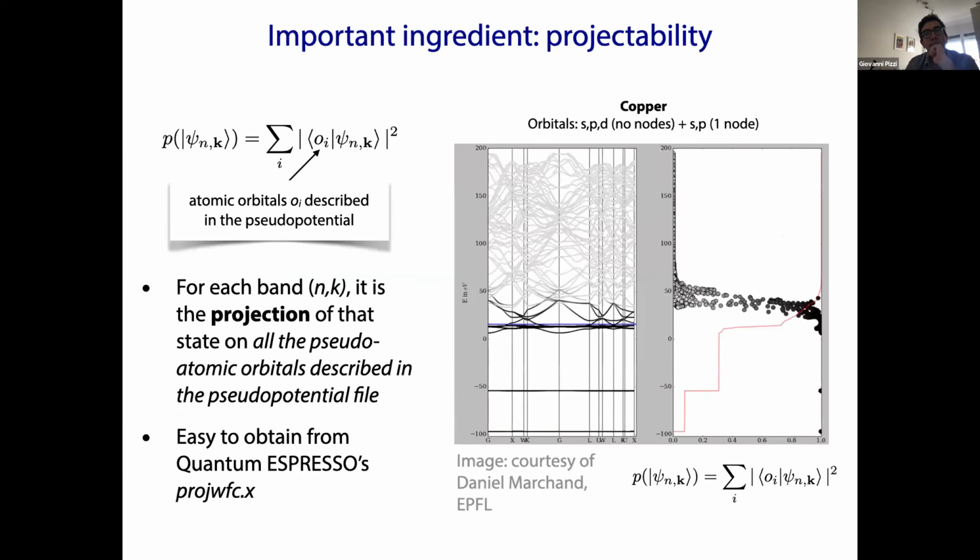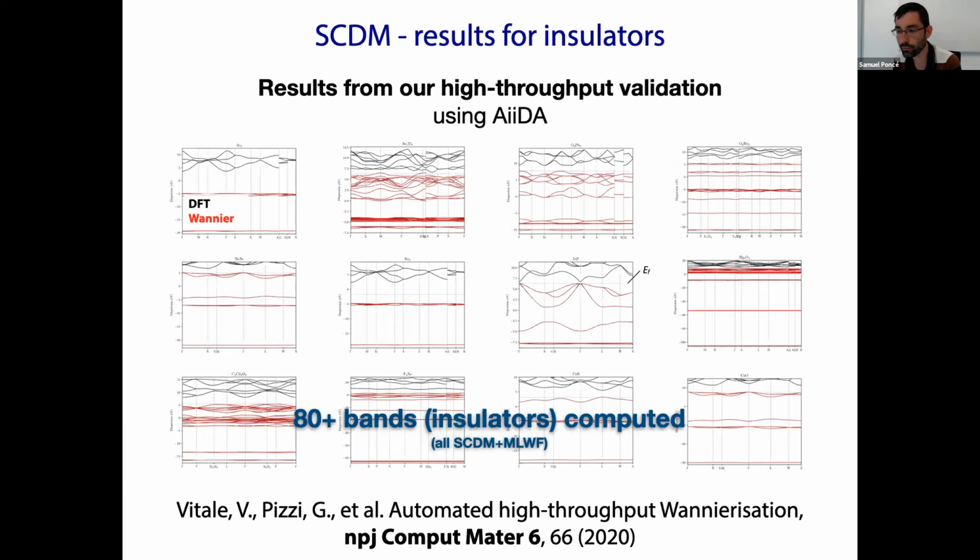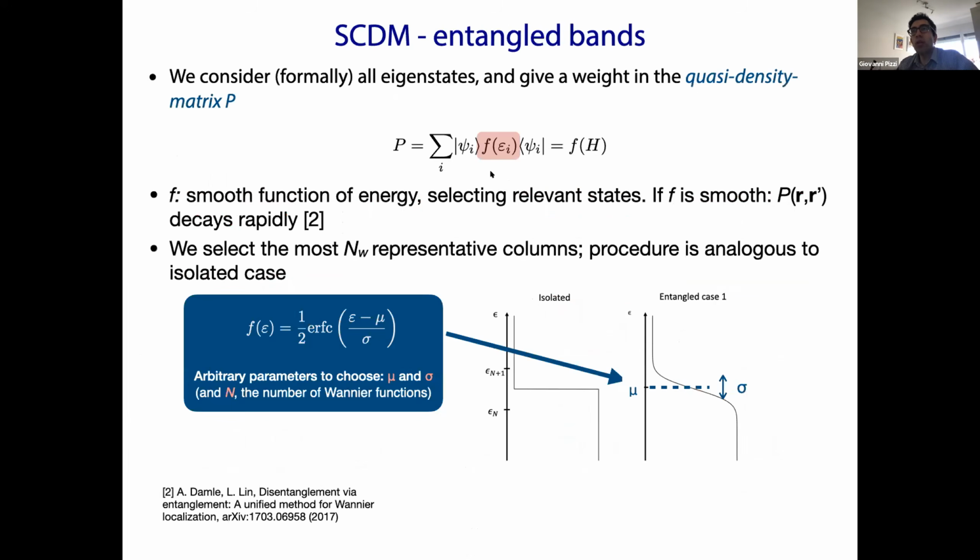Yeah, it's a very good question. So for isolated bands, SCDM essentially doesn't need any input. This works very well. You know how many bands you want, and there is no parameter. When you go into the conduction bands for a semiconductor, or in general for a metal, you have these two parameters, and that's really up to you. Actually, people typically say there are two parameters, but in reality there are three.